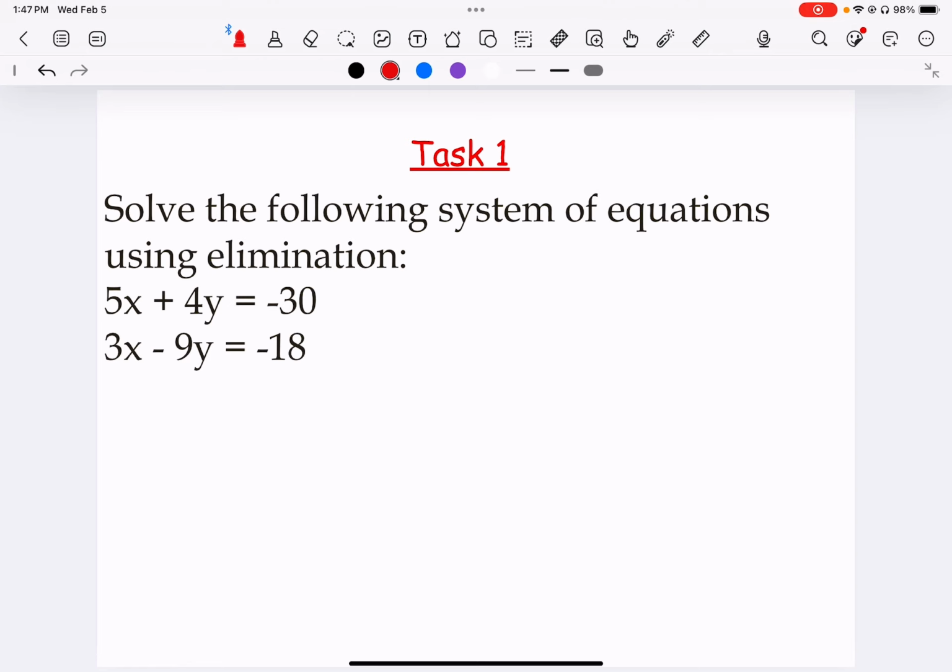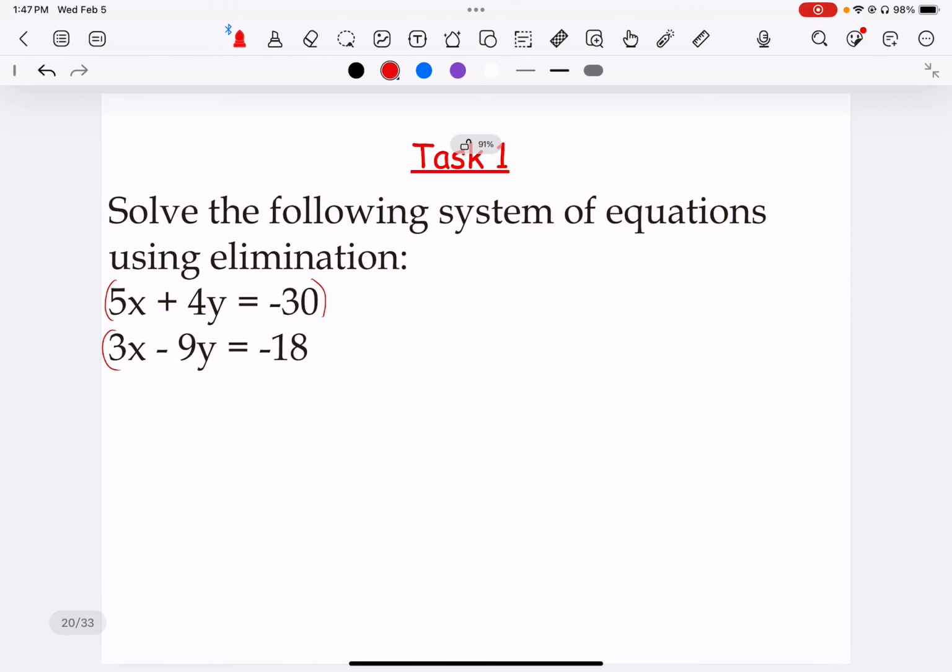It's always best to multiply by an integer so I don't have to deal with fractions or decimals. I notice I can't multiply 3 by anything to get 5, and I also can't multiply 4 by anything to get 9. So in this case, I have to multiply both equations. I'm going to pick the x's to get them to be the same. So I have 5x and 3x. The least common multiple of 5 and 3 would be 15. So I'm going to multiply the top equation by 3, bottom equation by 5.